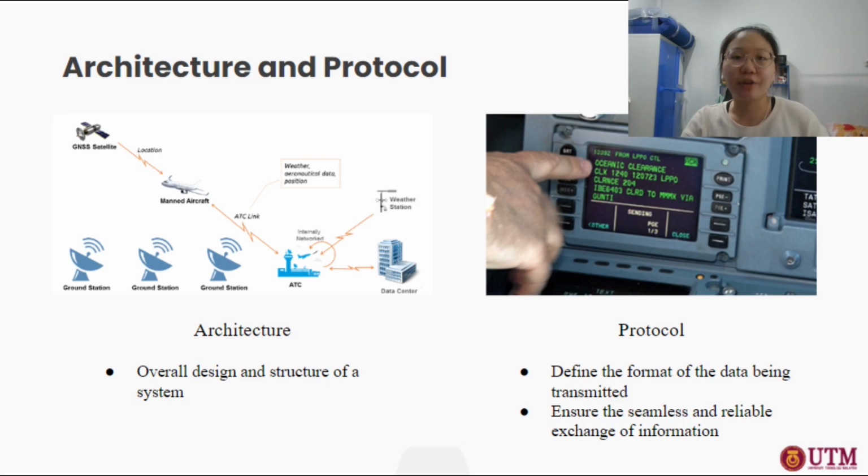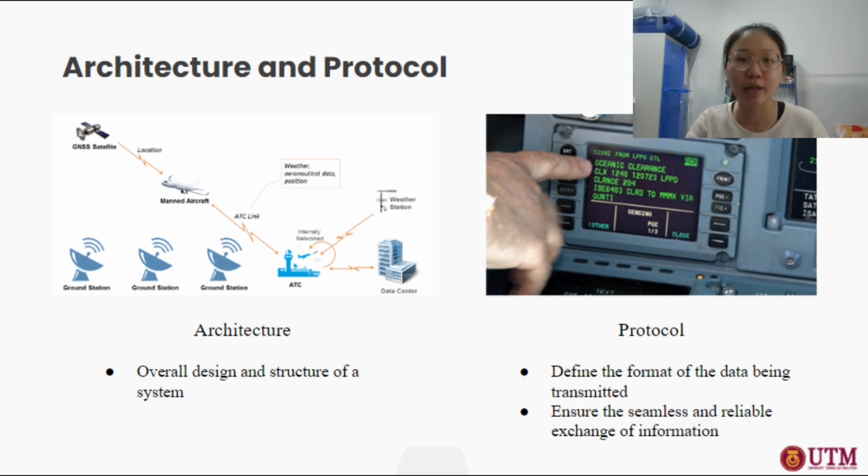Protocol and architecture are related but distinct concepts in the field of computer networking and information technology. In the context of CNS, communications, navigation, and surveillance, the architecture refers to the design and organization of the entire system used in the aviation industry. A protocol, on the other hand, refers to a set of rules and standards that governs the communications between devices in a network. It defines the format of the data being transmitted. In the context of CNS, protocols are used to ensure the seamless and reliable exchange of information between aircraft, air traffic control centers, and ground-based facilities.